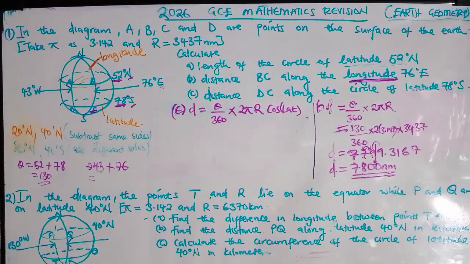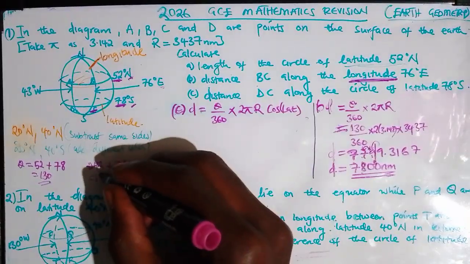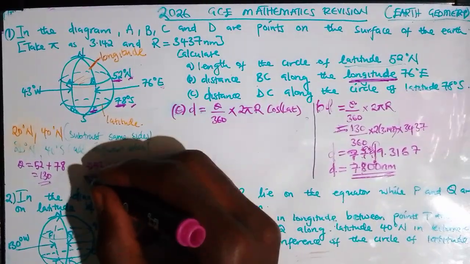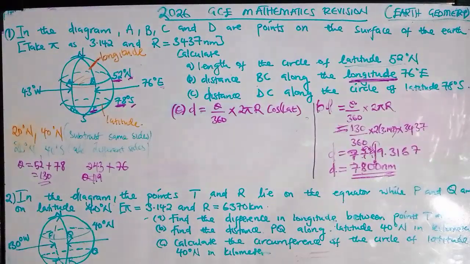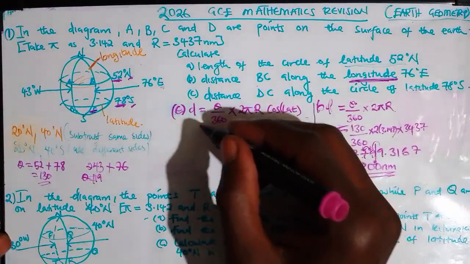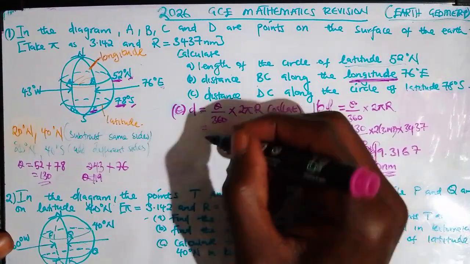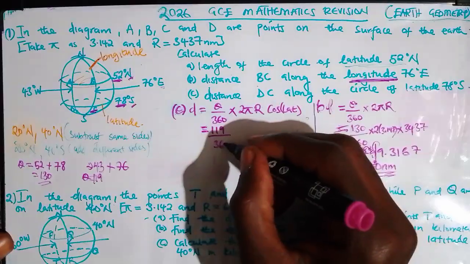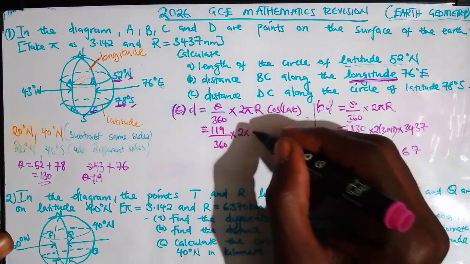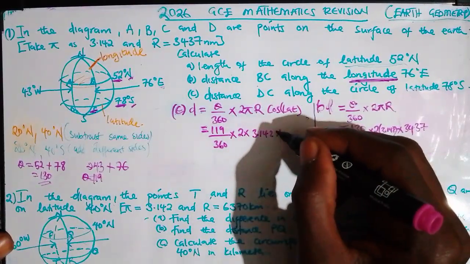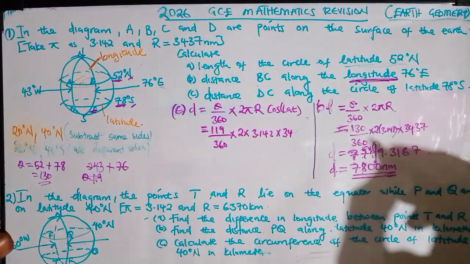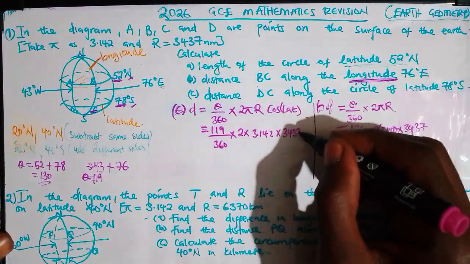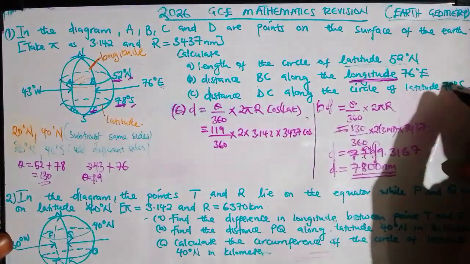So if we add 43 plus 76, we are getting 119 as our theta. Once we have 119, the next thing is just the replacing. So here we have the theta, which is 119 over 360 times 2 times 3.142 times 3437 times cos what? 78.